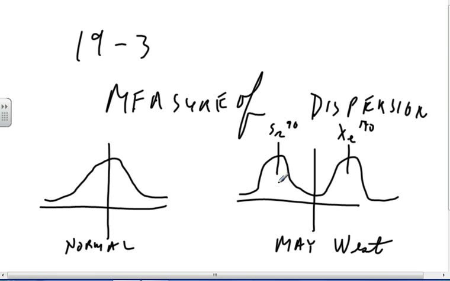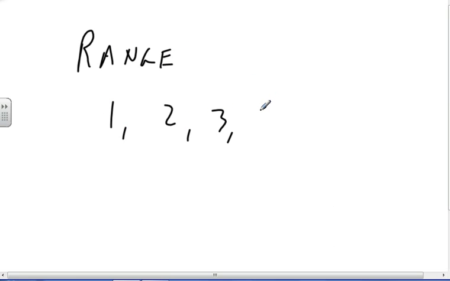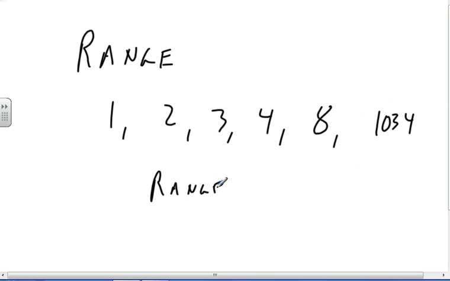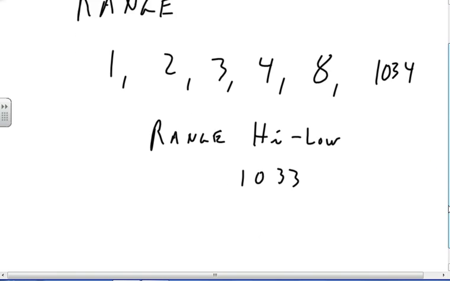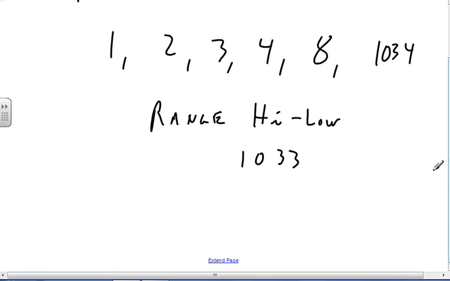Okay, well, that being the case, we have a thing called the range, and normally we're home on the range. So if we have 1, 2, 3, 4, 8, 1,304, well, whatever that number is, then my range would be the high guy minus the low guy. So my range would be 1,033 in that example. So the range is something that would be easy to calculate. You want me to ask you the range.